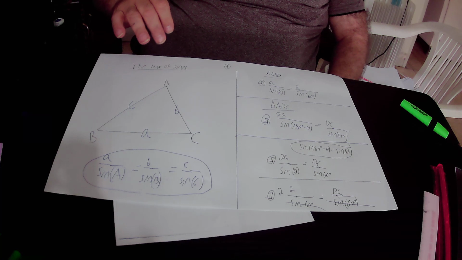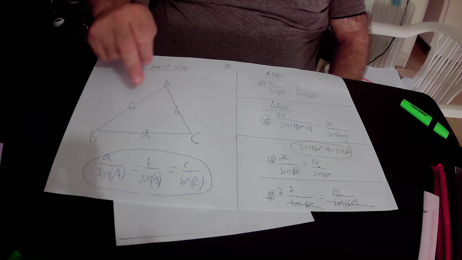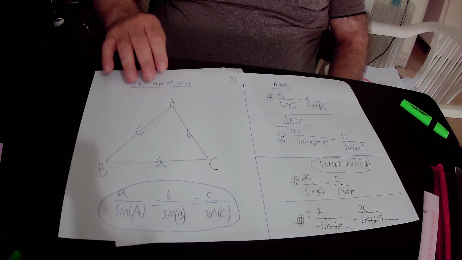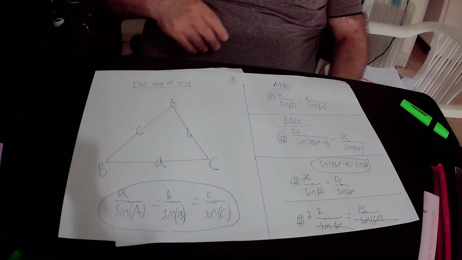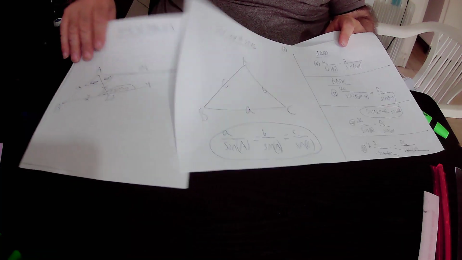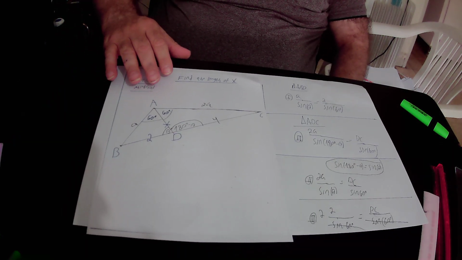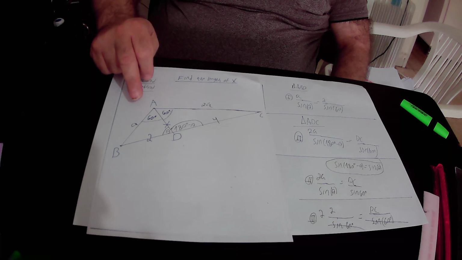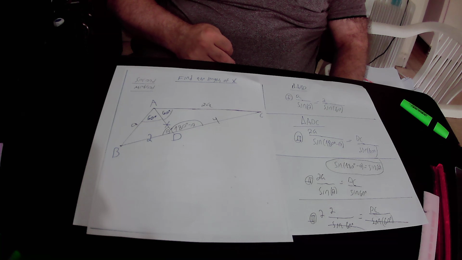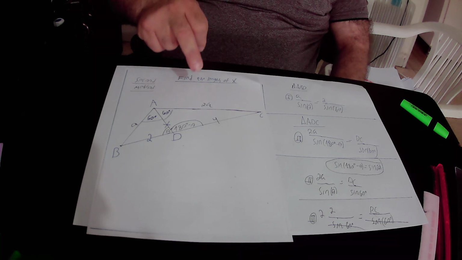In any triangle, a over sine A equals b over sine B equals c over sine C. We implemented the law of sines in triangle ABD. This is triangle ABD. According to the law of sines, we get a over sine theta equals 2 over sine 60 degrees. This is equation number 1. And we implemented the law of sines in triangle ADC.